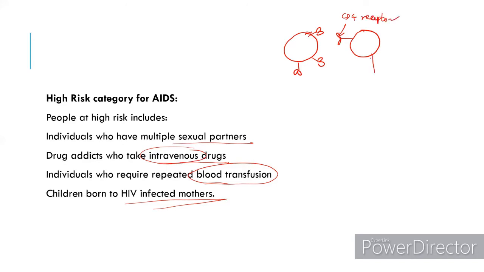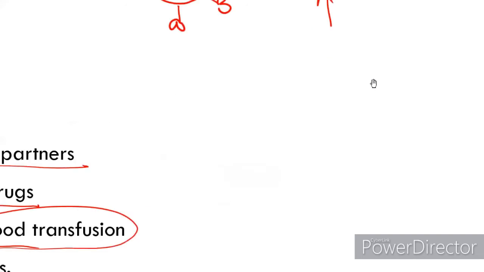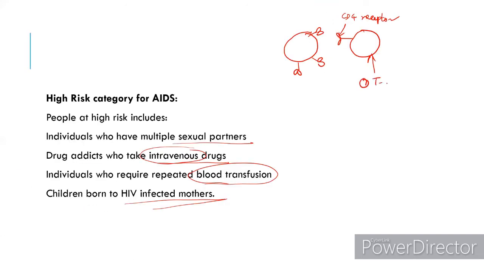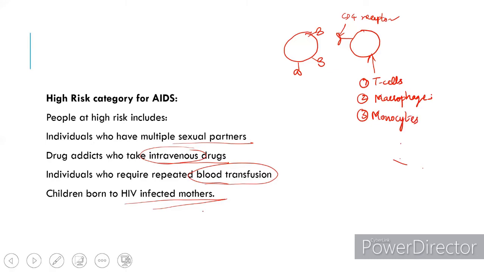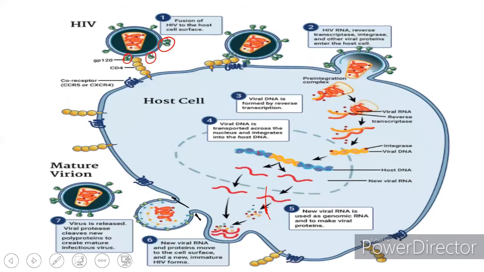The cells that have CD4 receptors are T cells, macrophages, and monocytes. This particular cell is either a macrophage, T cell, or a monocyte. So HIV binds to the CD4 receptor, and then what happens? This is the first step: fusion of HIV to the host cell surface. The second step is when HIV RNA, reverse transcriptase, integrase and other viral proteins enter the host cell.